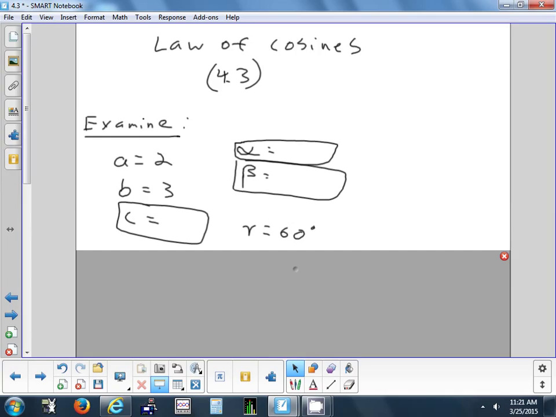Well, if it was a right triangle, we could use the Pythagorean Theorem, but we can't use that. Do we have a way to figure out an angle? Like, can we add two together and subtract from 180? No, because we're missing two. So this type of problem you can't solve with the law of sines.